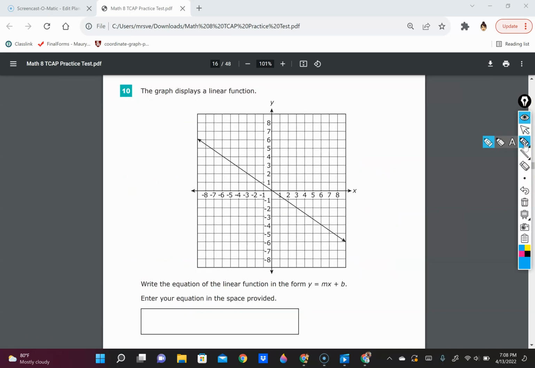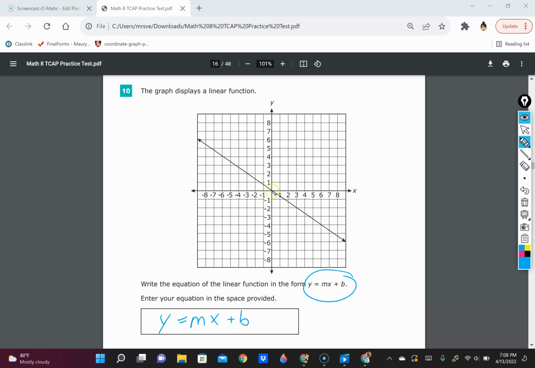Number 10, the graph displays a linear function. Write the equation of the linear function in the form of y equals mx plus b. One thing that I recommend is go ahead and write the equation down on your answer document, and then we'll go back and erase the slope and the y-intercept once we have it.